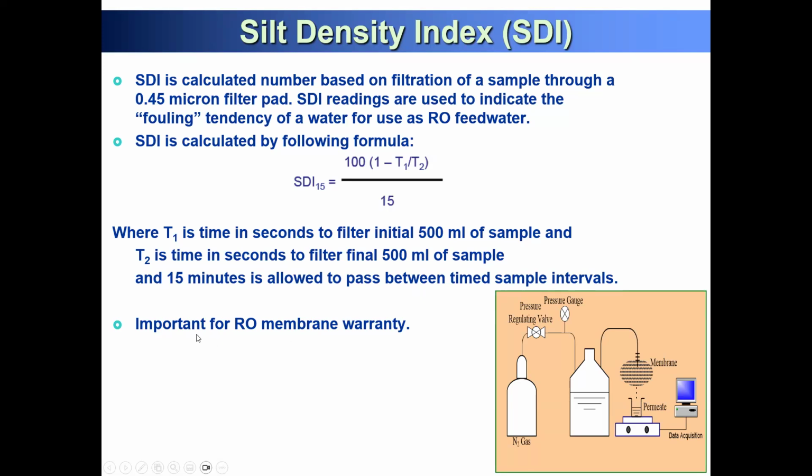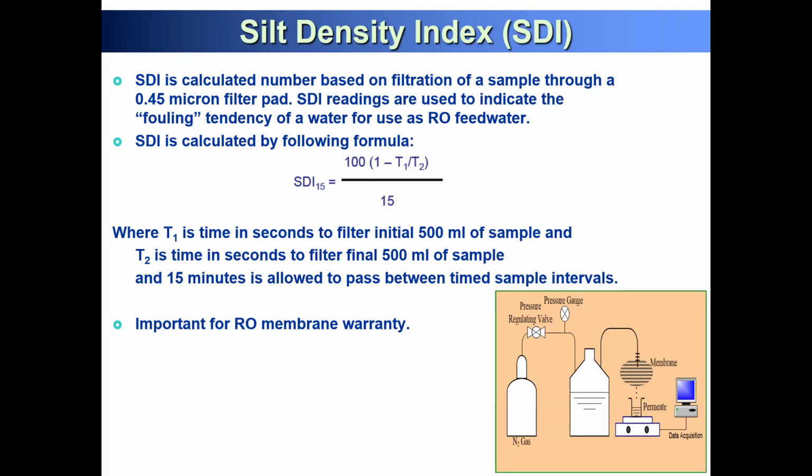So this is something you can calculate experimentally. If you have dirtier water, your T1, T2 ratio changes after 15 minutes. The SDI15 has a high value when you have very dirty water. But when you have good pre-treated water, like seawater, where you remove all the particles and fouling, your SDI value is less than 5.